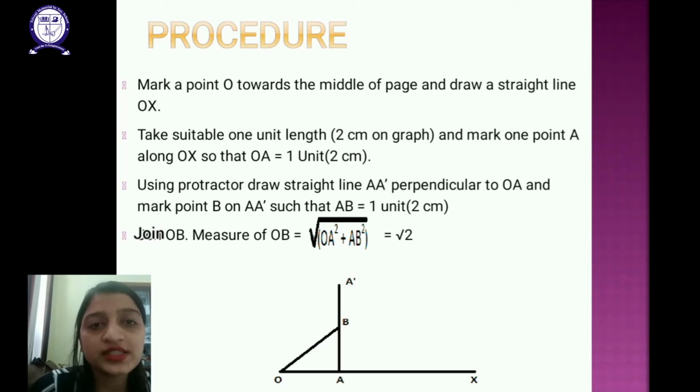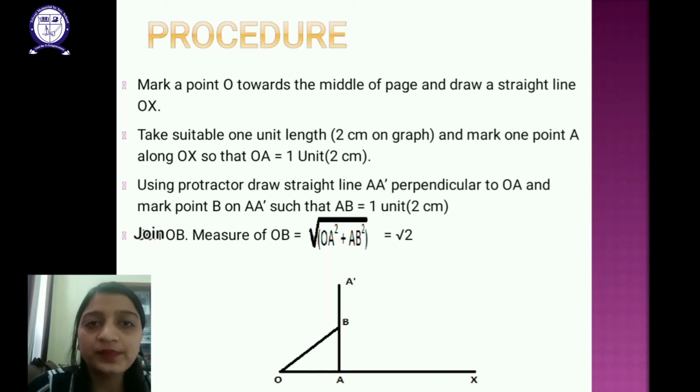So in the given figure, you can see that with the help of a protractor, I have drawn AA dash, a line perpendicular on OA. First of all, I took a page, took a point O in the middle and drew OX. And on OX, I took a point A such that OA is equal to 1 unit, that is 2 centimeter. Now at A, I have drawn the perpendicular AA dash on OA, and we have taken a point B on AA dash such that AB is equal to 1 unit, that is 2 centimeter. Okay, 1 unit in this practical means 2 centimeter.